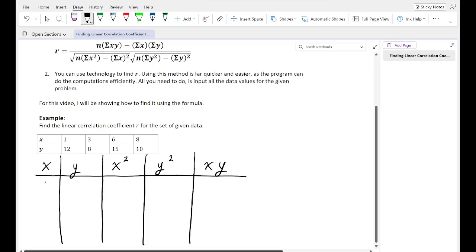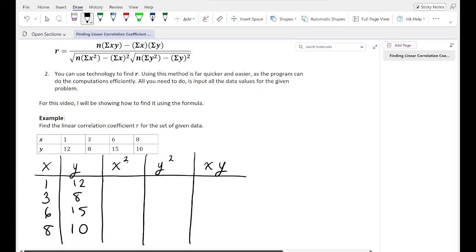Write in my x values, so 1, 3, 6, 8. Y values 12, 8, 15, 10, and they must be in the order given to you. Do not change them, because it will affect the answer later if you are switching around. So as it's given to you is as you should put it in.